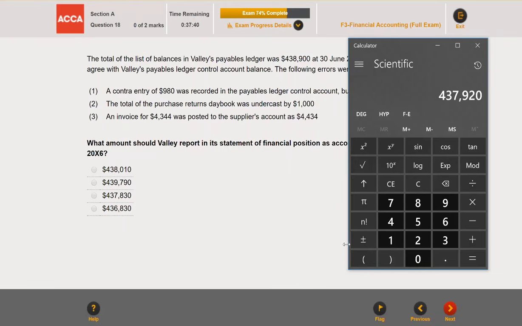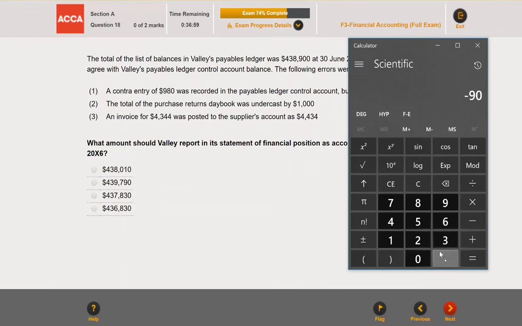An invoice for 434 was posted to the supplier's account as 4438. So what we have done, we have recorded more in the supplier's account than we should have. So that difference should be deducted from it. So minus, okay, 4,434 minus 434.